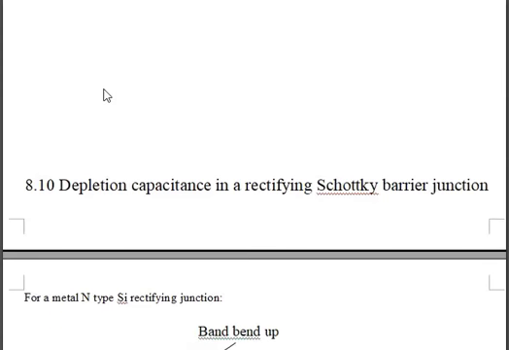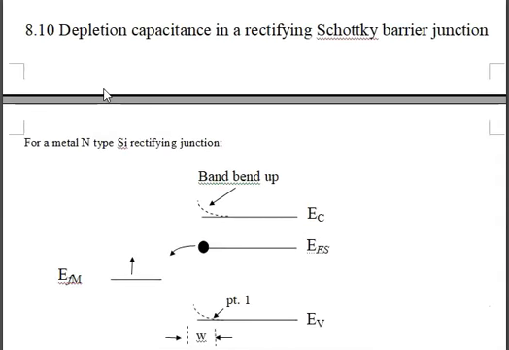Okay, so this is really now the start of the new material, and we're going to be taking a look at the depletion capacitance in a rectifying Schottky barrier junction. The idea here is that because there is a region between the metallurgical junction and the interior of the silicon which is depleted of charge, it is essentially a dielectric, and therefore it has a capacitance. And that is our next topic.